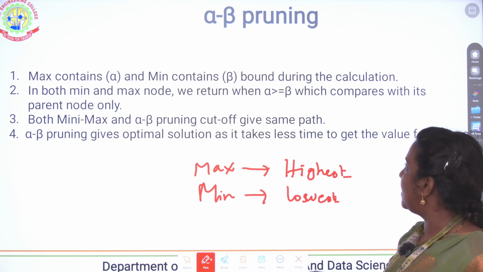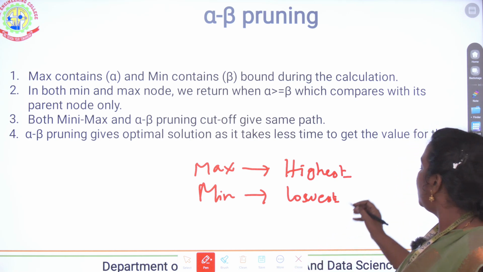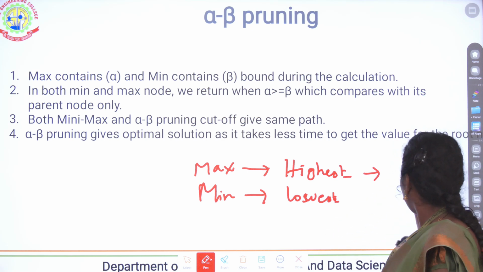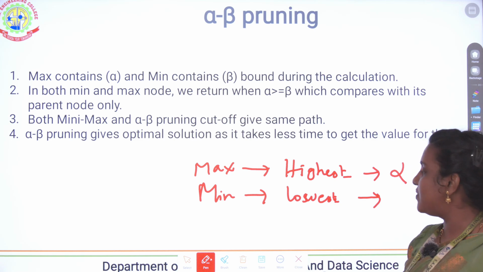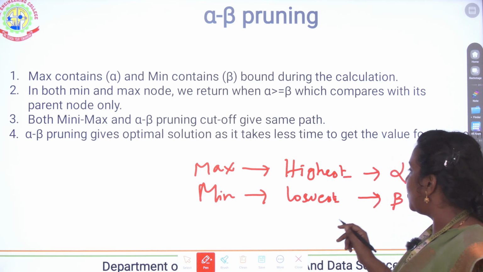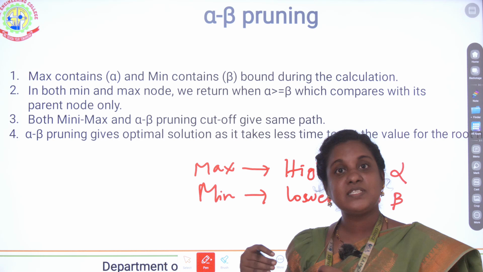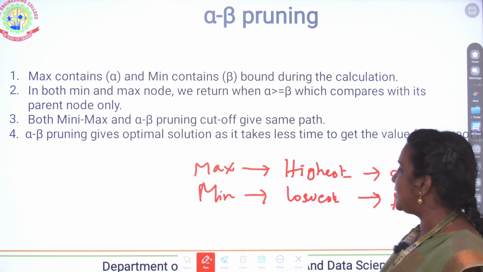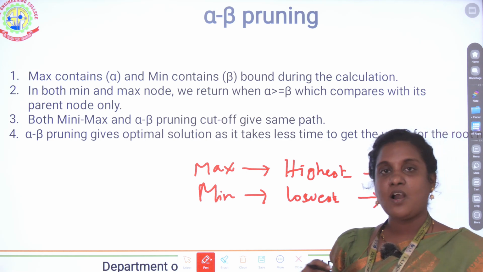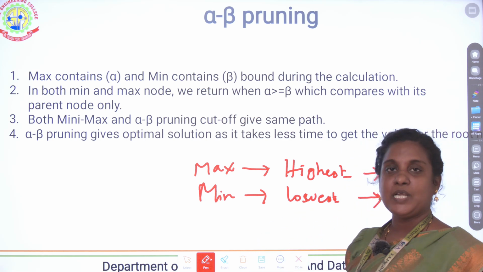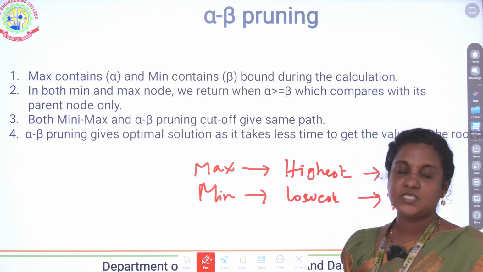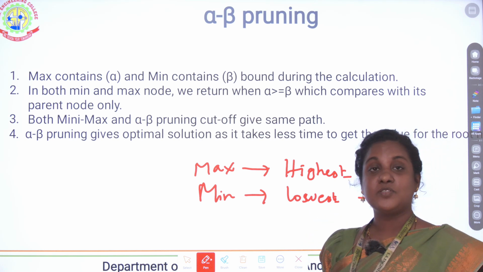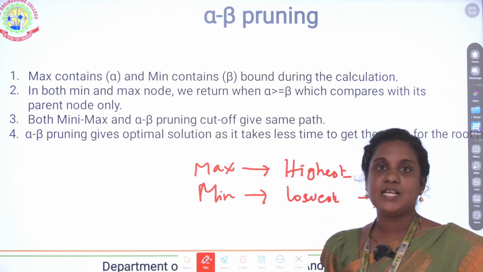Same like the Minimax algorithm, alpha beta pruning also computes the highest value for alpha and the lowest value for beta. So alpha associates with the max player, beta associates with the min player. The only difference is, instead of examining all the nodes, in alpha beta pruning we prune some of the unnecessary nodes, to find the convenient path within a lesser amount of time.